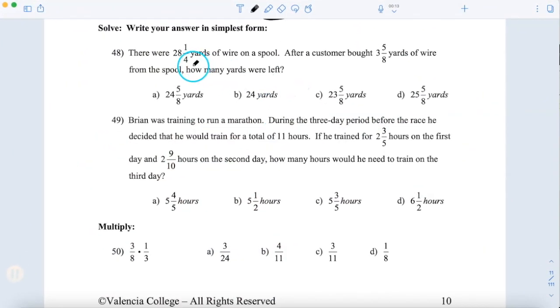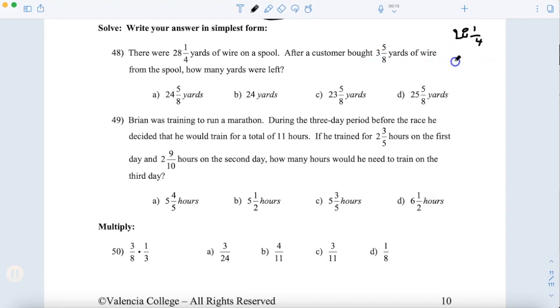And now, there were 28 1/4 yards of wire in the spool. After the customer bought 3 5/8 yards of wire from the spool, how many yards were left? So this is the original. They took this out of the spool. That means they're subtracting this. So my problem is the subtraction of those two fractions.